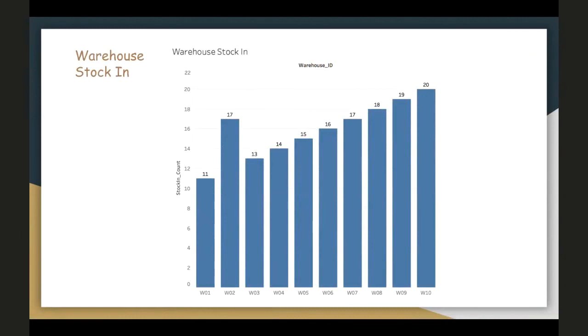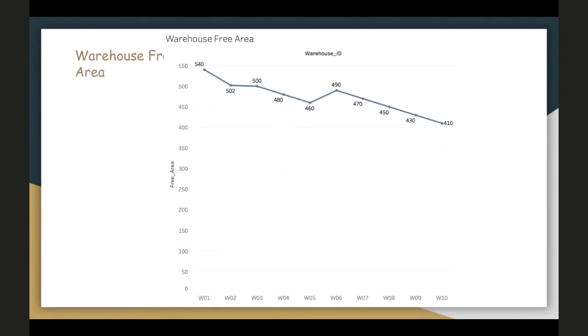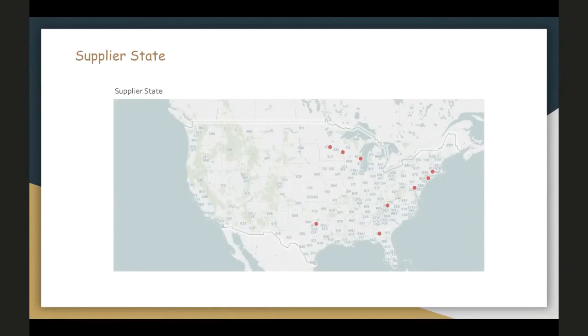we get a bar graph of stock in count. And this is the bar graph of stock out. Here we can see the warehouse free area. We also use Tableau to get a map, which shows the supplier state.